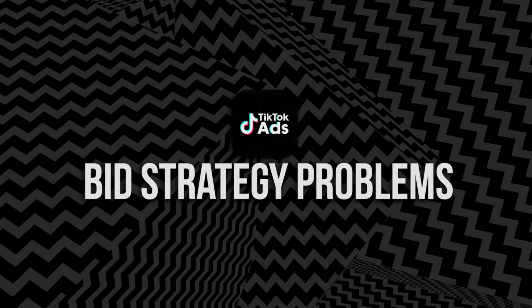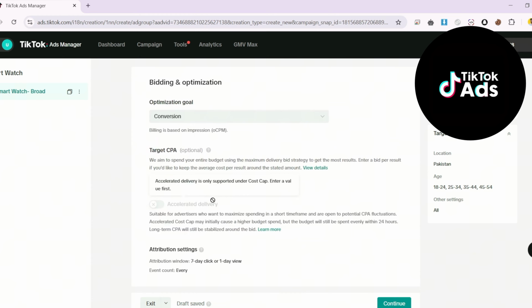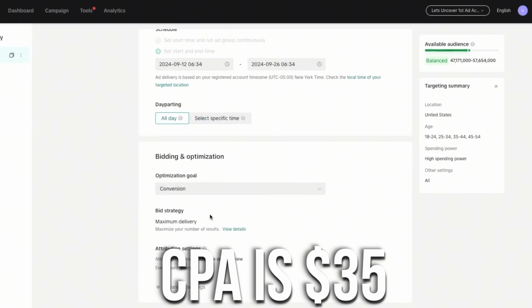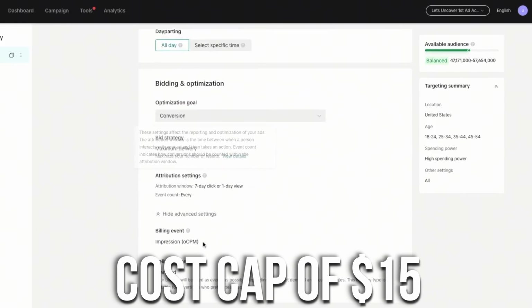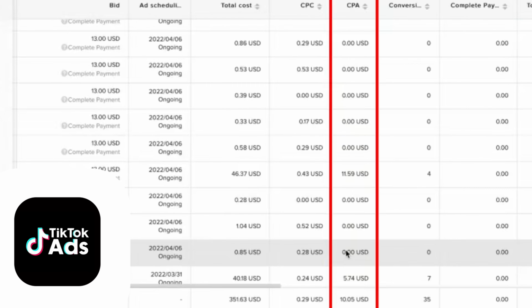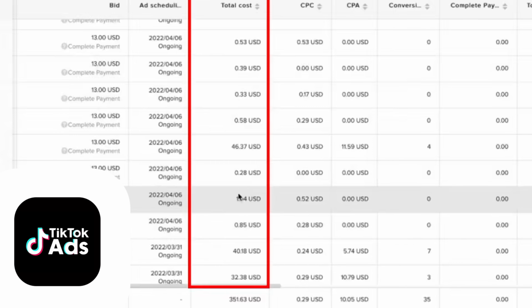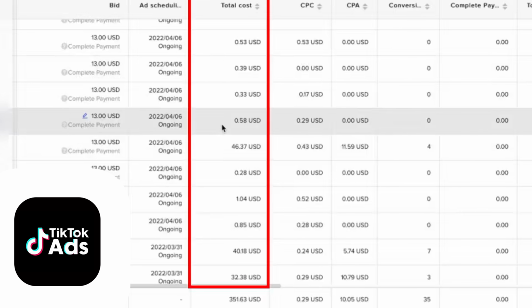Bid strategy problems. Now let's move on to one of the biggest causes of stalled ads: bid settings. If you're using cost cap bidding and your cap is unrealistically low, TikTok won't enter auctions. For example, if your realistic CPA is $35 and you set a cost cap of $15, TikTok simply won't compete. The result: no spend. To fix this, increase your cost cap closer to realistic market rates, or temporarily switch to lowest cost to let the algorithm gather data. Lowest cost is often better for initial testing.